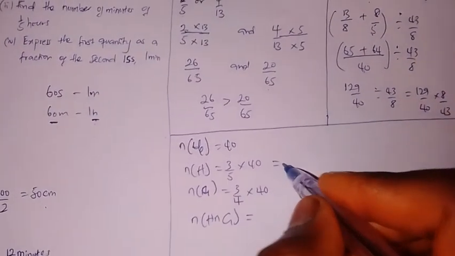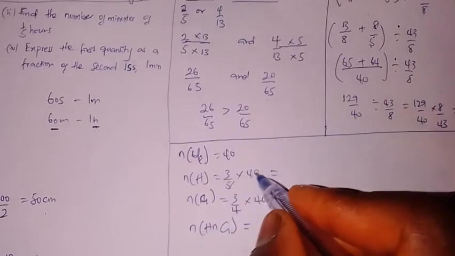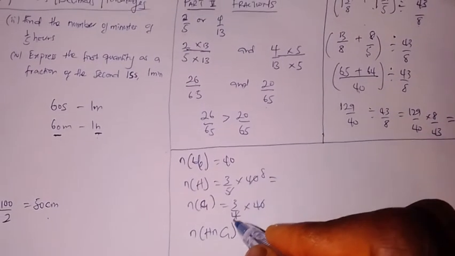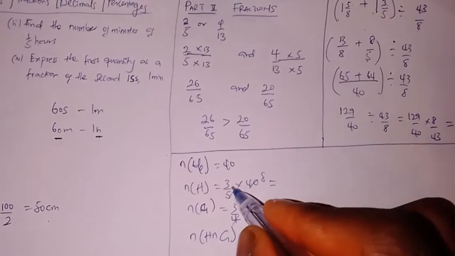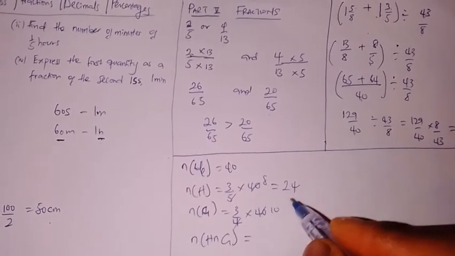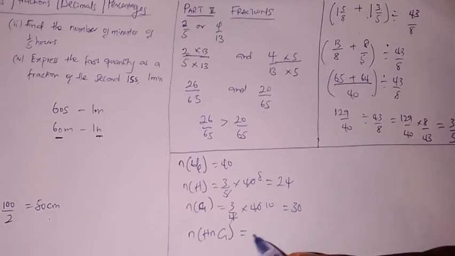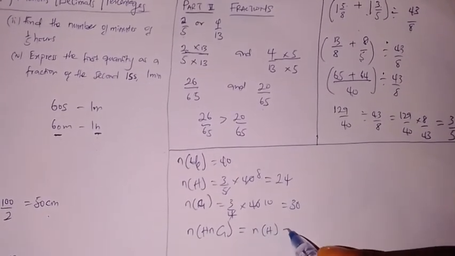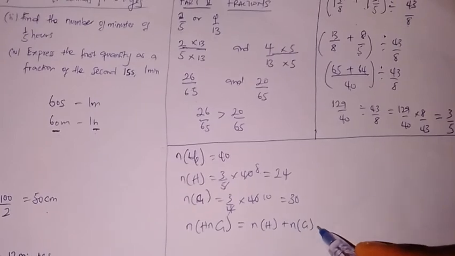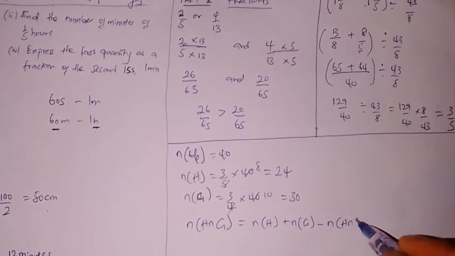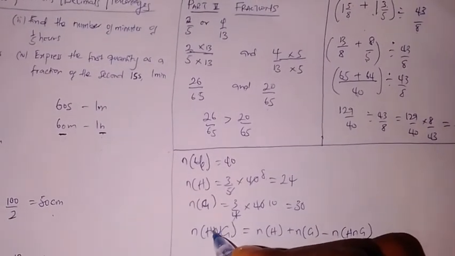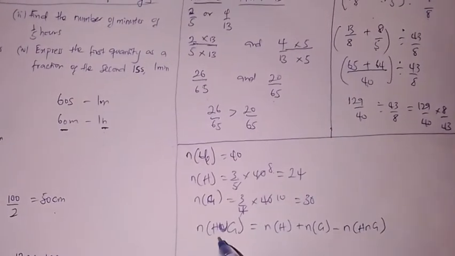Okay, so first let's get this one. This is 8, this is 10. So 3 times 8 is 24. 3 times 10 is 30. Now, the number of H and G is the number of H plus the number of G minus the number of H and G. This will be the number of H union G, which will represent our universal set.